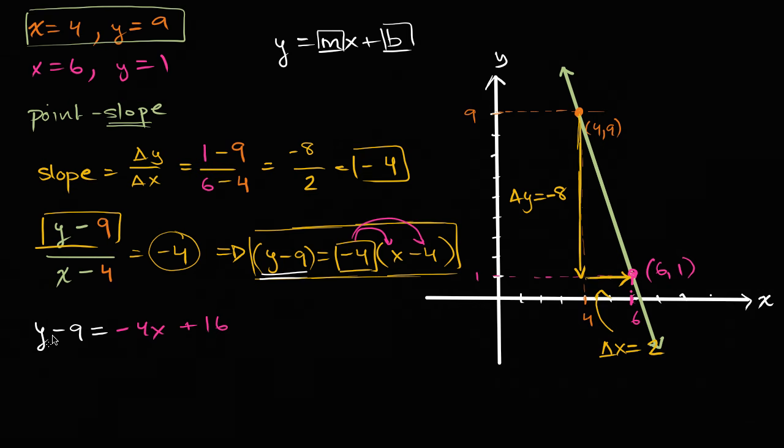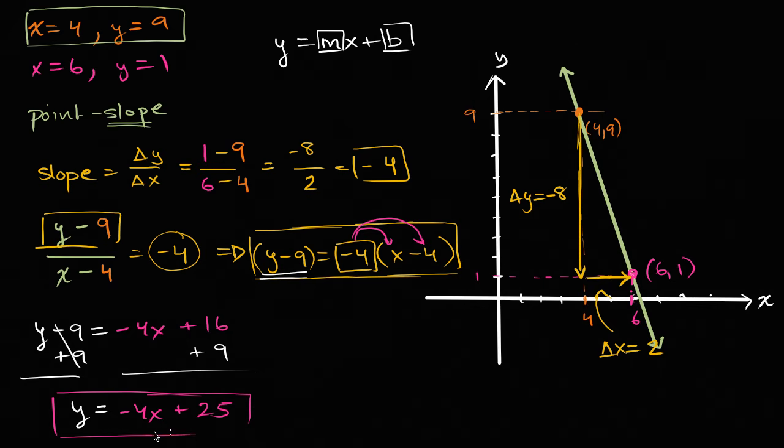And now if we just want to isolate the y on the left-hand side, we can add 9 to both sides. So let's do that. On the left-hand side, we're just left with y. And on the right-hand side, we're left with negative 4x. And then 16 plus 9 is plus 25. And there you have it. We have the same linear equation, but it's now represented in slope-intercept form. Once again, we see the slope right over here. And now we can figure out what the y-intercept is. When x is equal to 0, y is going to be equal to 25.